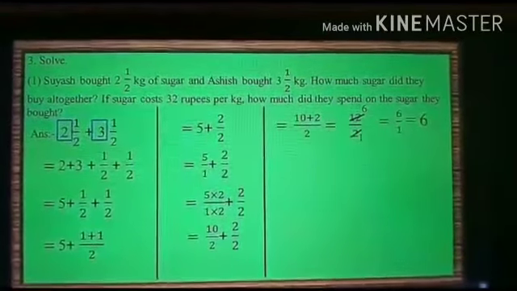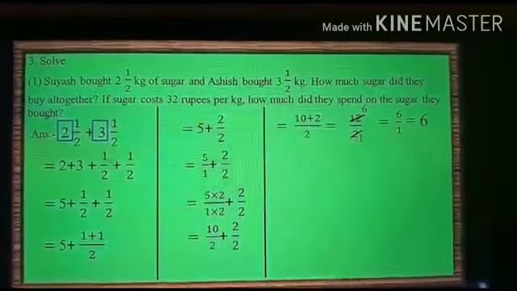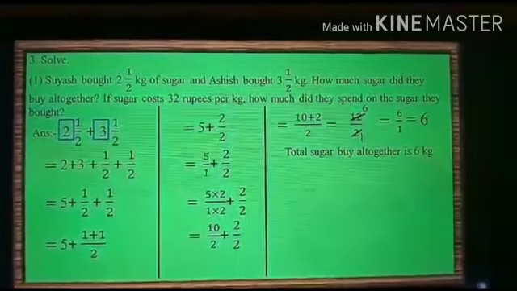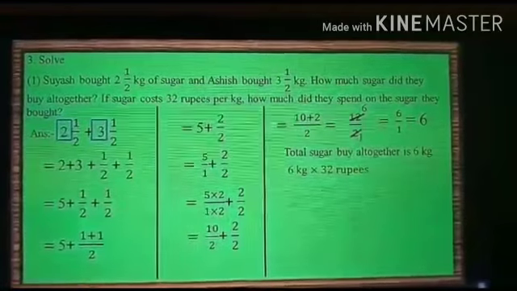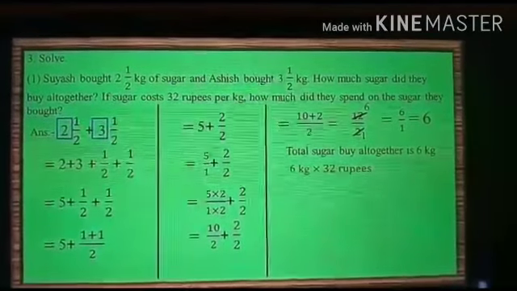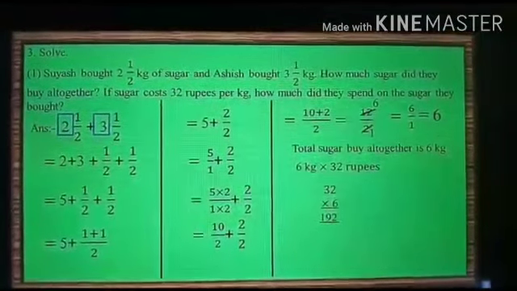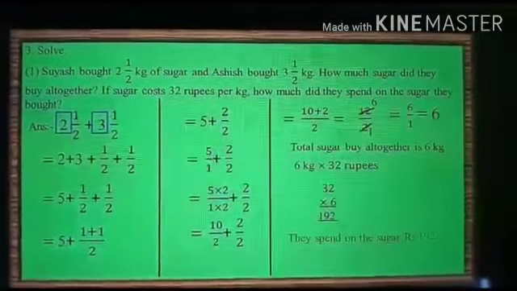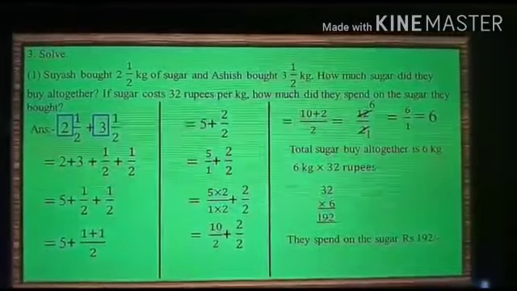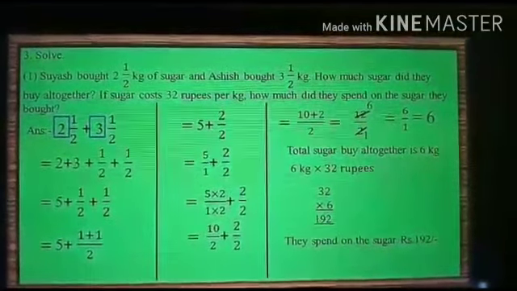2 sixes are 12, that is 6. So Suyash and Ashish bought 6 kilograms of sugar altogether, and the price of 1 kilogram of sugar is 32 rupees. So 6 multiplied by 32 is equal to 192 rupees. They spent 192 rupees. Now we are going to solve practice set 12.